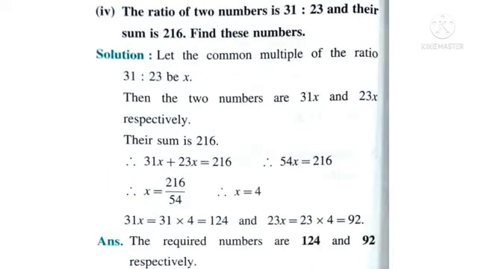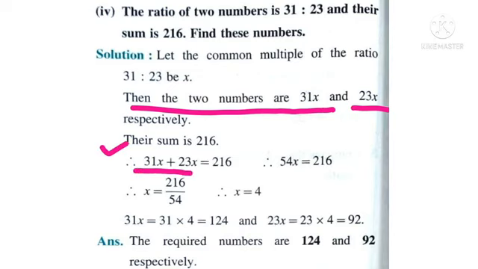Similarly, see the next one. The ratio of two numbers is 31:23 and their sum is 216. Find these numbers. We suppose the numbers are 31x and 23x respectively. We are given their sum is 216. So you write 31x plus 23x is equal to 216. That is 54x is equal to 216. You get the value of x as 4.